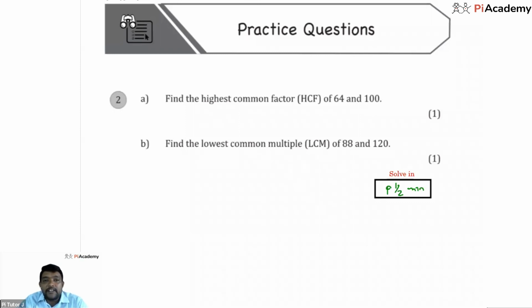Find the highest common factor of 64 and 100, and the lowest common multiple of 88 and 120.